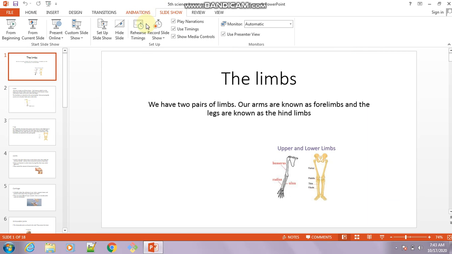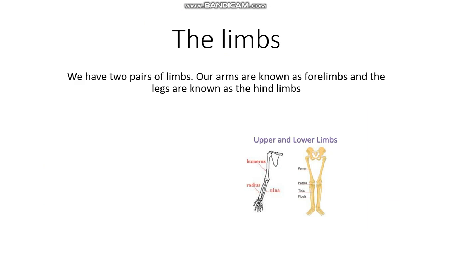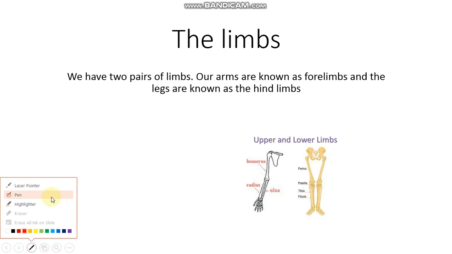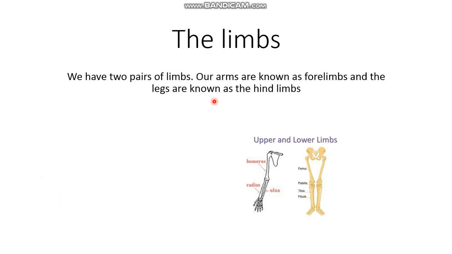Good morning, children. We are studying the arms today. Last class we studied the rib cage and the backbone. That was fine. See here, the limbs. You have two pairs of limbs.